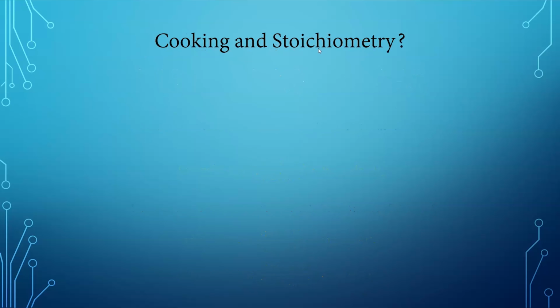Cooking, as I've said before, involves stoichiometry. Cooking and chemistry are very similar. A balanced chemical equation and a recipe are essentially the same thing. A balanced chemical equation tells you what you're going to combine, what you're going to get, and how much of each substance there will be. A recipe does the same thing when you're cooking.